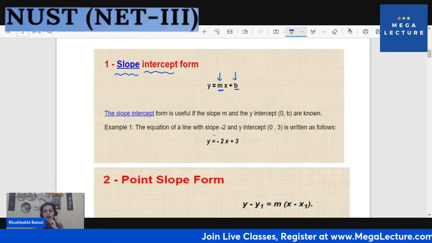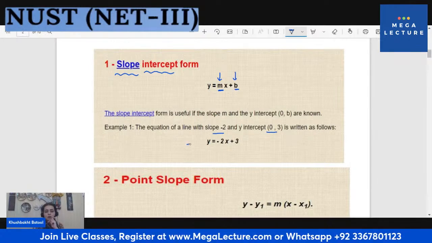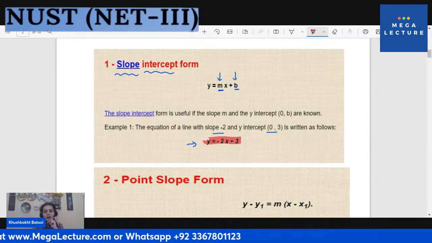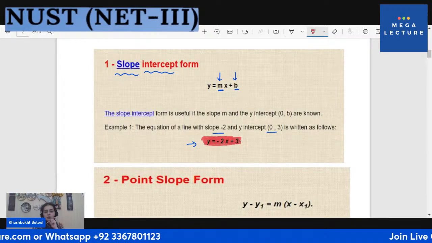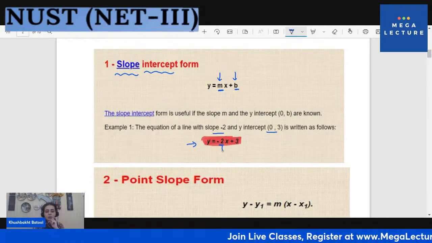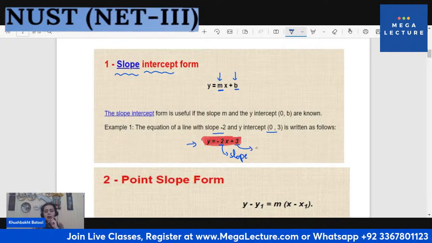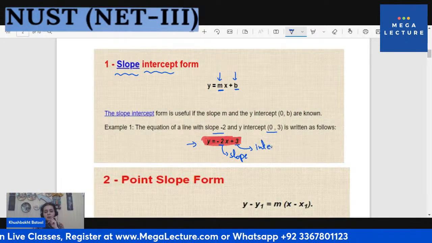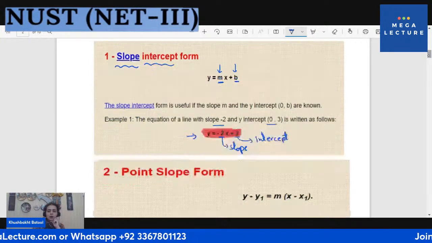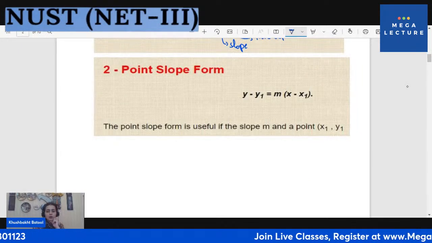The equation of a line with slope -2 and y-intercept (0, 3) is written as follows. This is one way of writing down the equation of a line, and through this the slope is clear, it is -2, and the y-intercept is also clear, it is 3. Alright, let's talk about the second one. It is the point slope form.